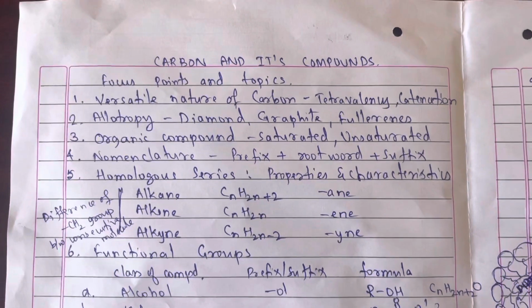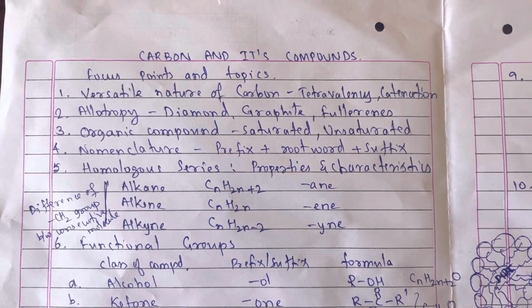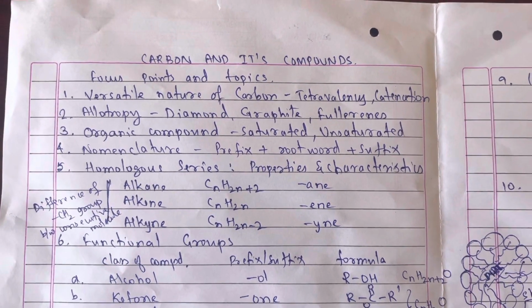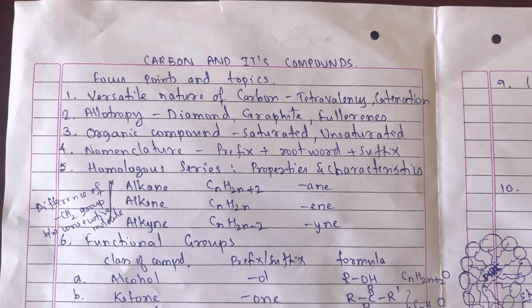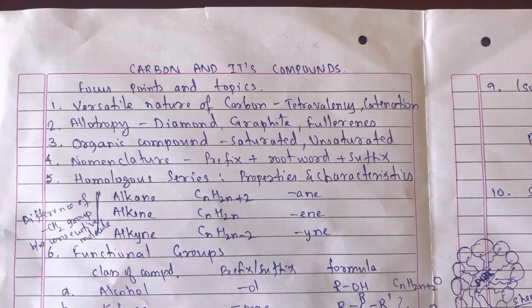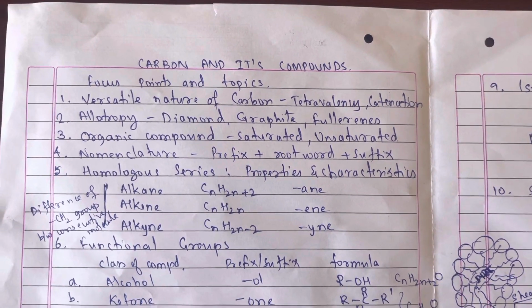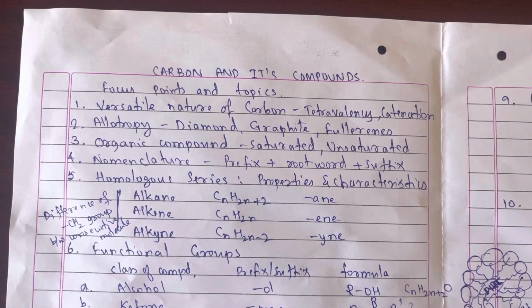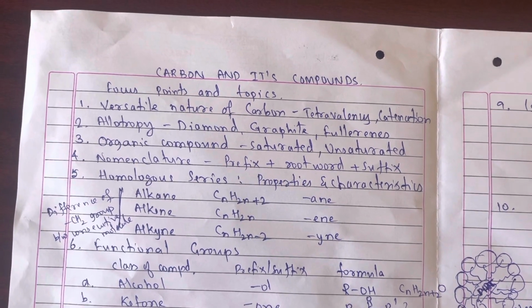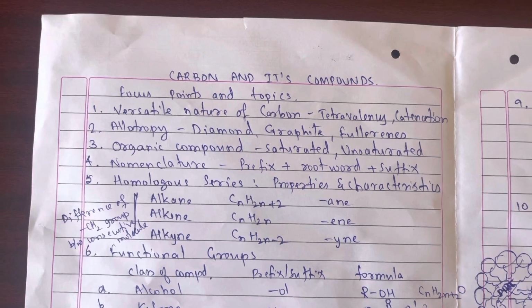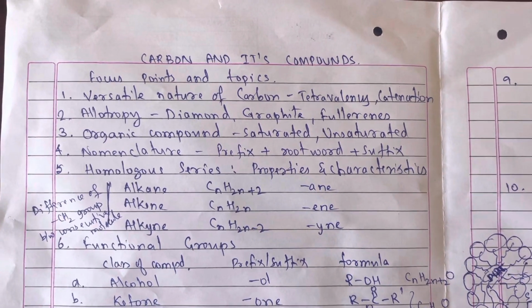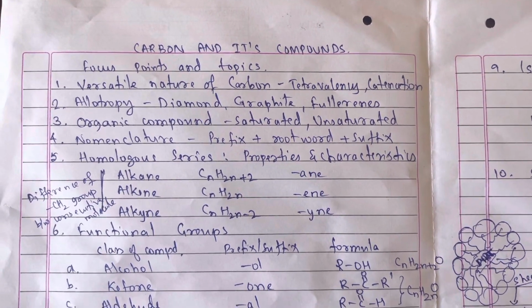Saturated compounds give a negative test for bromine water test and Baeyer's test. The Baeyer's test means 1% KMnO4, potassium permanganate test, whereas unsaturated compounds will give a positive Baeyer's test, that is KMnO4 potassium permanganate, they will give positive, as well as bromine water they will decolorize. That's how we can distinguish between saturated and unsaturated.